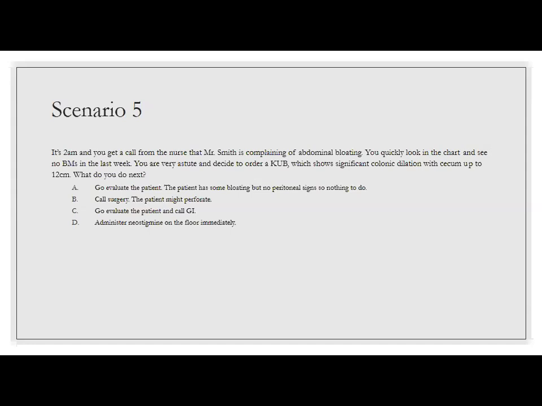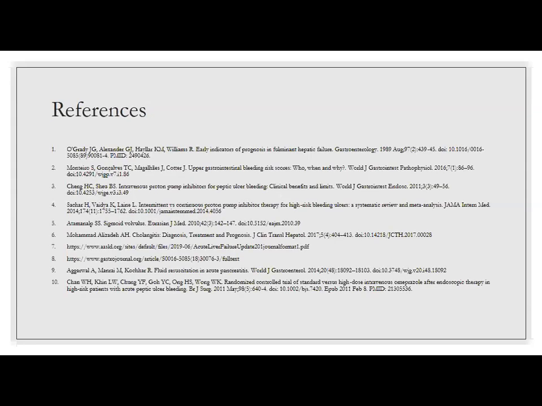A, go evaluate the patient. The patient has some bloating, but no peritoneal signs, so nothing to do. B, call surgery. The patient might perforate. C, go evaluate the patient and call GI. D, administer neostigmine to the floor immediately. I think I heard C. So yeah, that's correct. All right, so that's it.